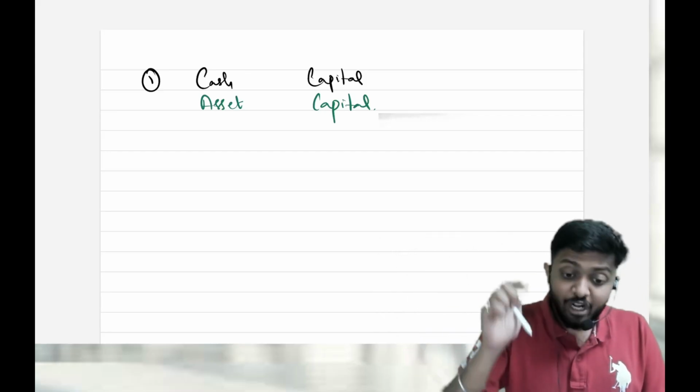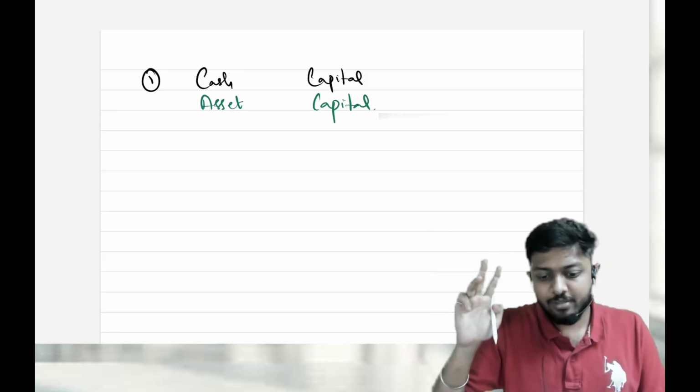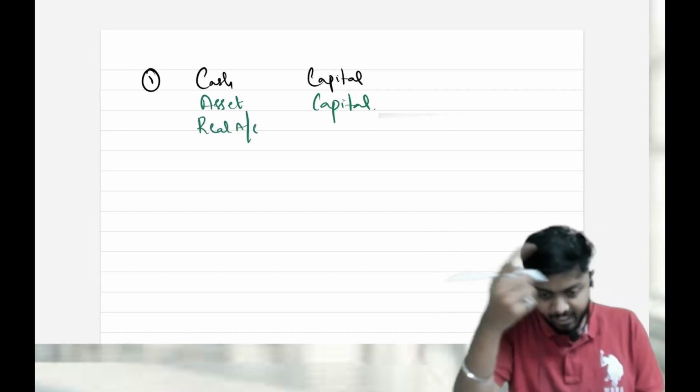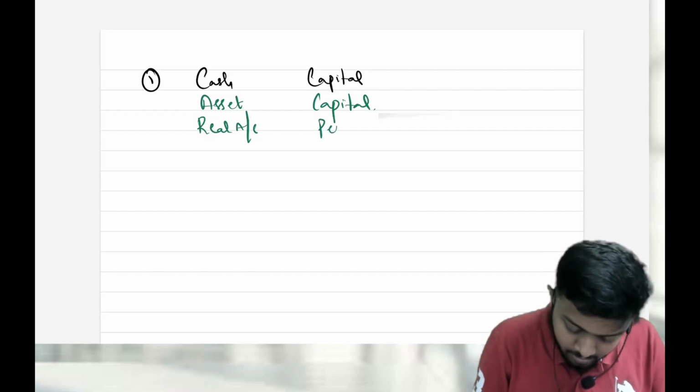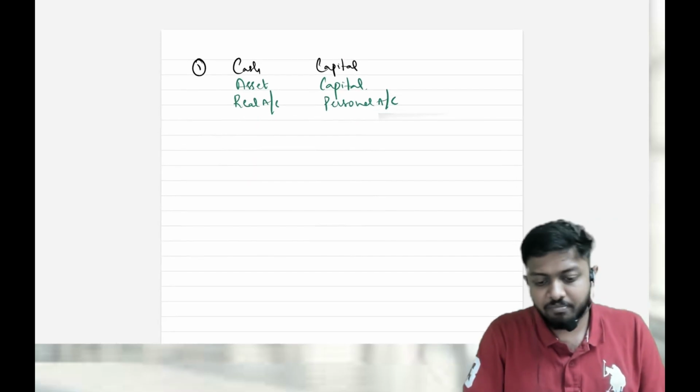Now, cash is what kind of account? Out of real, personal, nominal? It's nominal, no. Is it personal? No, it is a real account. Correct, no. Whereas capital is what? Capital is representing a person who is the owner. So it's a personal account.